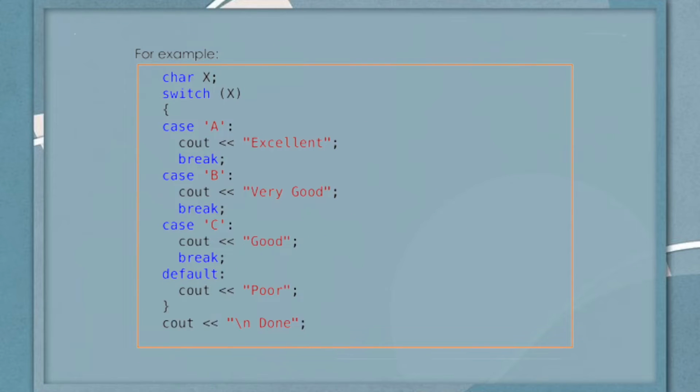When the code fragment above is evaluated, let us assume that the value of x is b. The first case will be tested. Since the value of the case, which is a, does not match the value of the variable x, it goes to the second case. Since the second case matches the value of the variable, which is b, then "very good" will be displayed and it jumps to the statement immediately following the switch because of the break statement. The statement following the switch is the cout statement, hence "done" will be displayed.